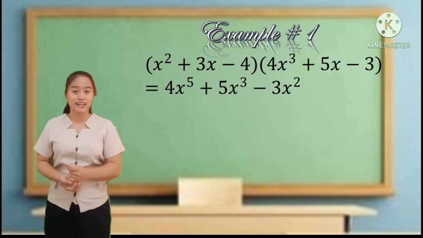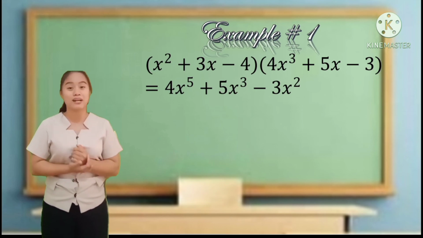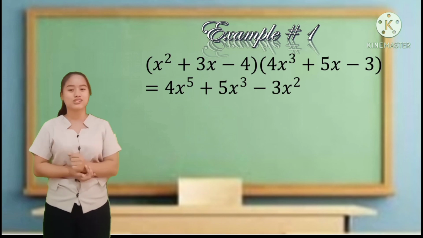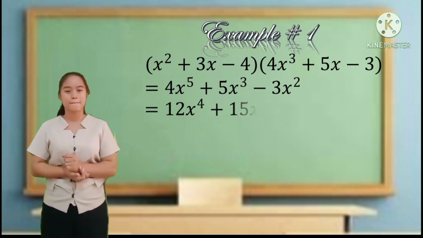Okay, very good. Exactly, Mr. Kagimbal. So next, how about Mr. Adawag? Can you solve the second distribution? Ma'am, 3x multiplied by 4x cubed plus 5x minus 3 is equal to 12x raised to 4 plus 15x squared minus 9x. So that's the answer, ma'am.